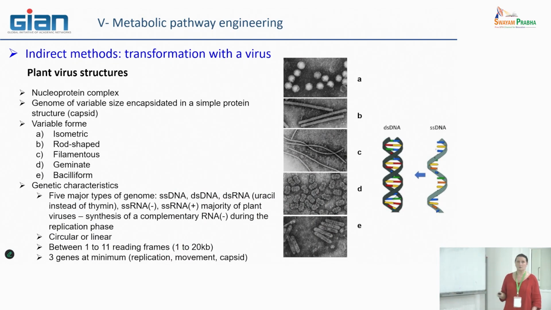The structures of viruses are quite various. Here you have some examples. They can be isometric, rod shape, filamentous, geminate, and also bacilliform. That is not so important.